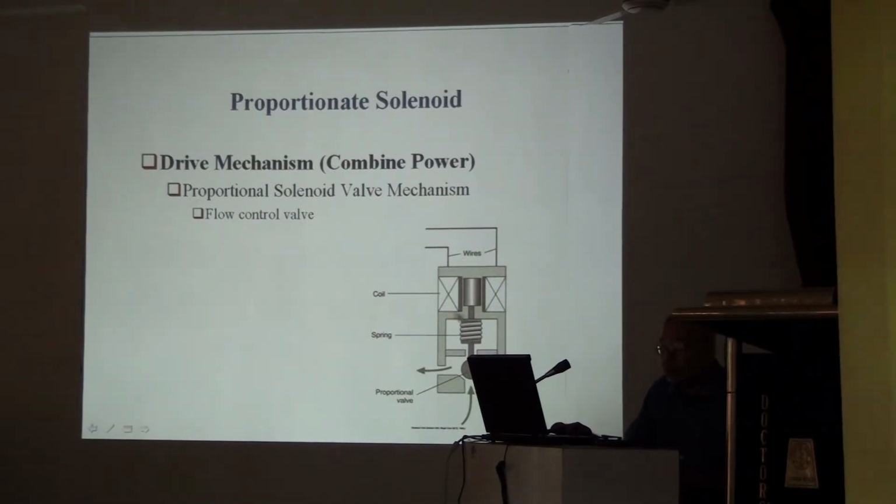This valve has a magnet inside. It is a coil and two wires are connected. When the magnets are energized, the valve opens and when it is demagnetized, the valve closes. So it creates an opening and closing of the gates. That means the opening and closing of the inspiratory or expiratory valve is done by this proportional solenoid valve mechanism.